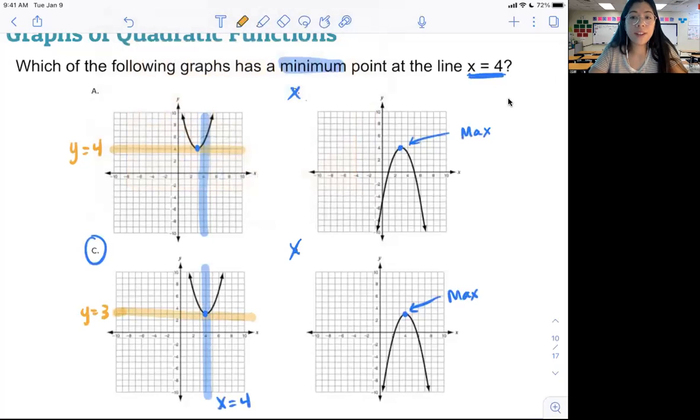So you had to read this one super, super carefully. There's a very similar one on the test. It's not the same exact question, but it's pretty similar. So just make sure with something like this, you read things super carefully. It was asking for a minimum point, and it was asking for x equals 4, not y equals 4. So it was a little bit tricky. Questions on this one?